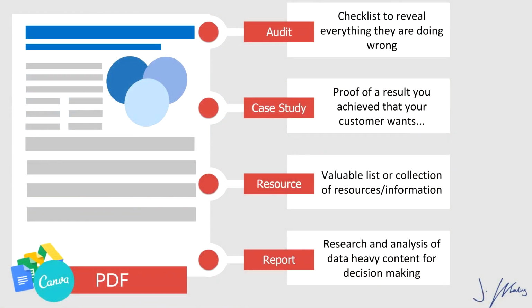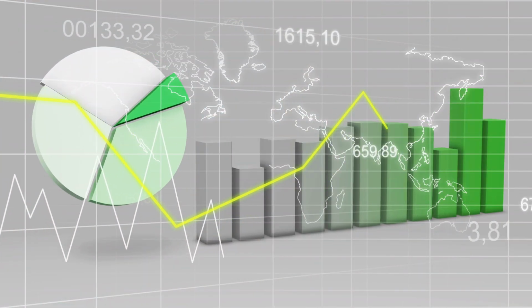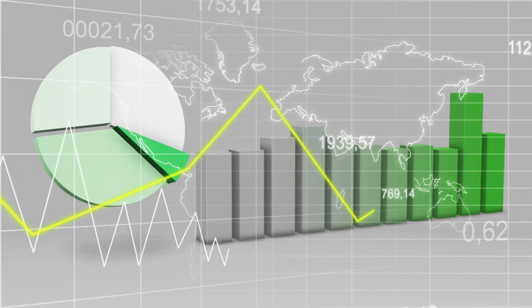Now, the last one we have in the PDF format is the report. And this is great when you are compiling a bunch of research and data. So with the resource list, you're just pretty much listing out a bunch of things that they should go check out that you recommend. Whereas here, you're taking research and data, a bunch of information, compiling it down into a nice, easy to read report, and then delivering it to them on a silver platter so it's very easy for them to make their decisions.